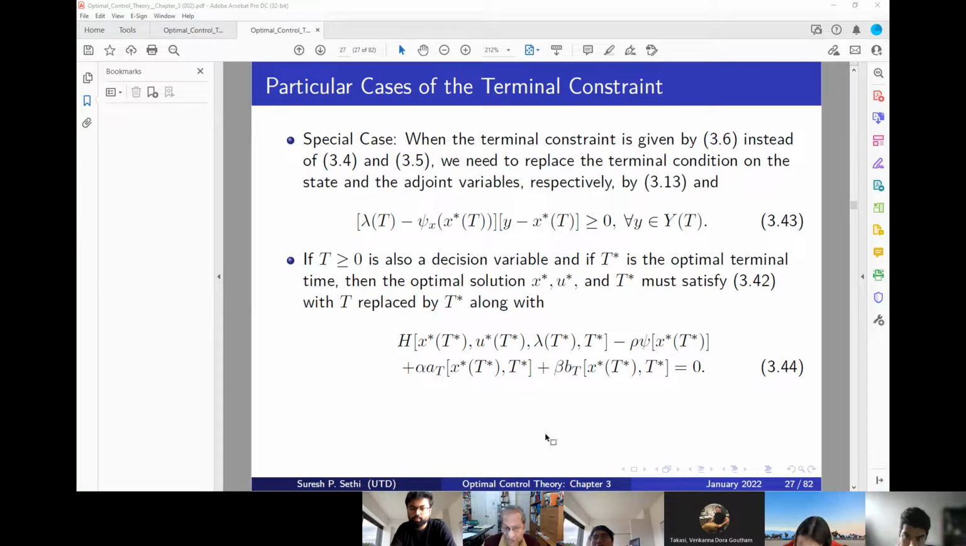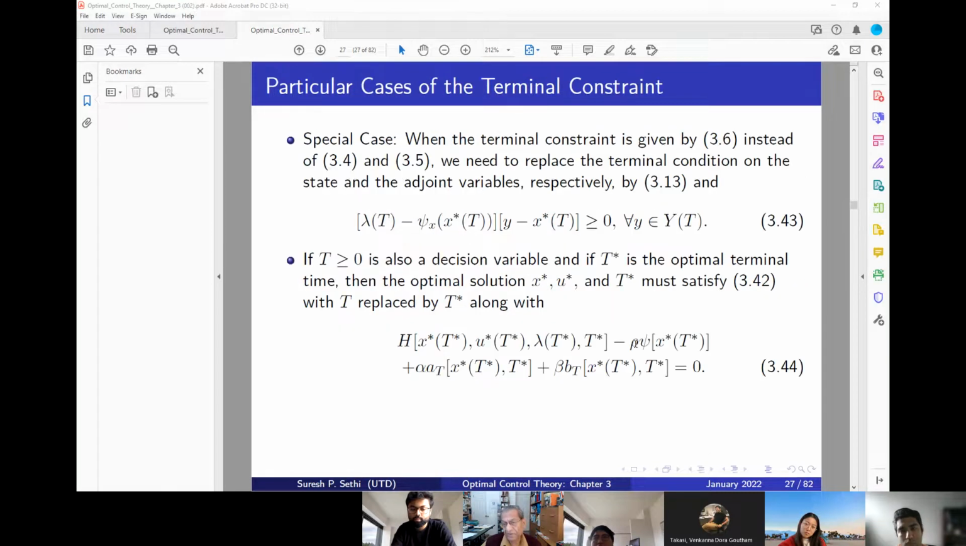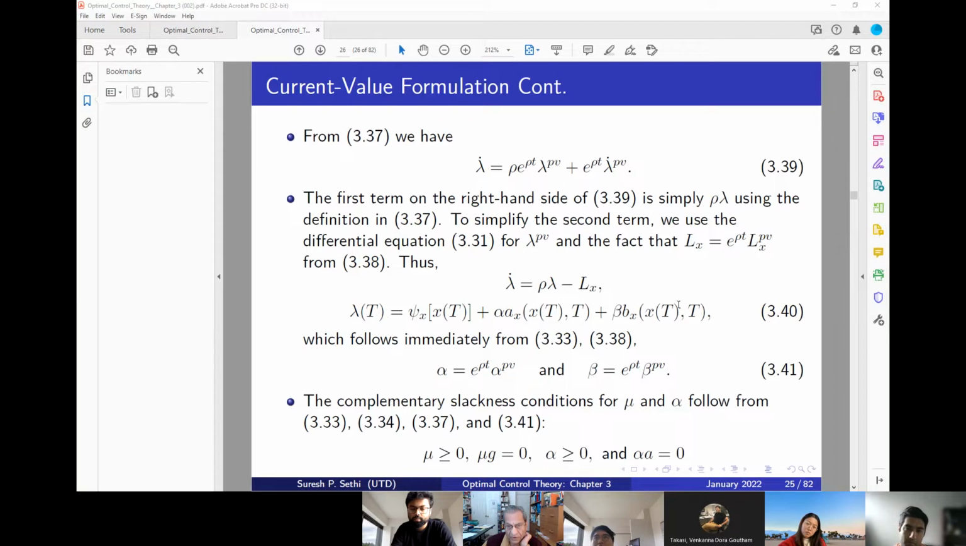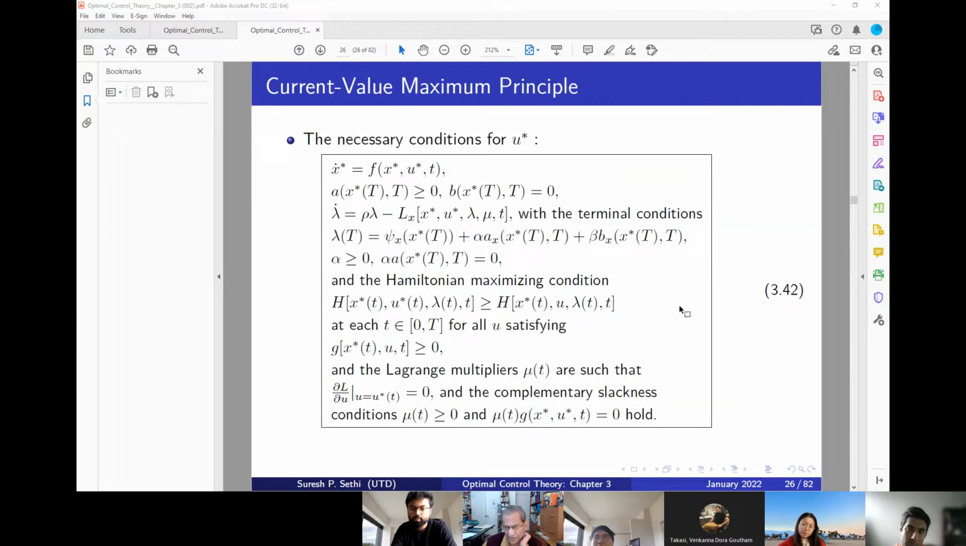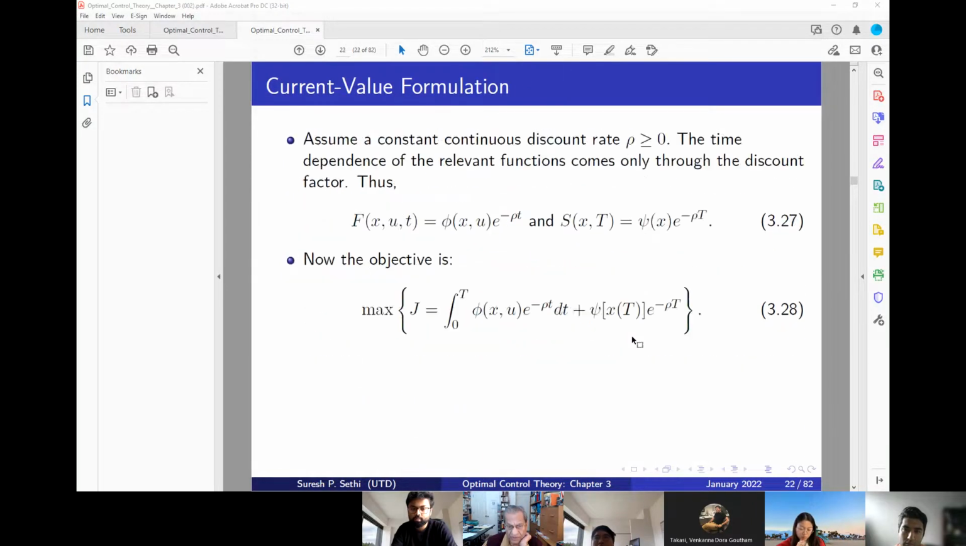Just remember, these formulas are slightly different, but they can be derived from the previous formulas simply by dividing by e to the minus rho t or multiplying by e to the rho t. All of those can be derived. Just like I derived this part, just like I derived this one, you can also derive this one. You go from the previous equation 3.42. No, not 3.42. You go to this equation. Why did I put 3.42 here? Oh, it says it's by 3.42 and this, but this 3.44 is the current value version of this equation.